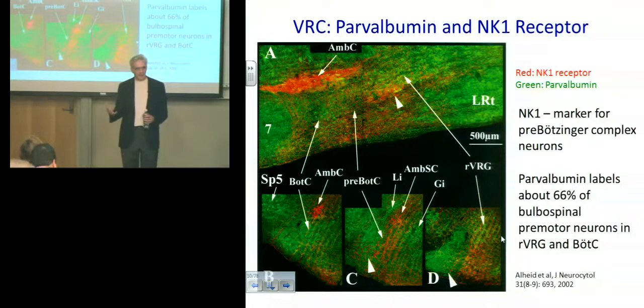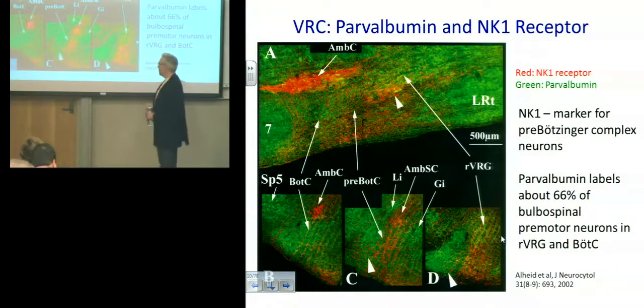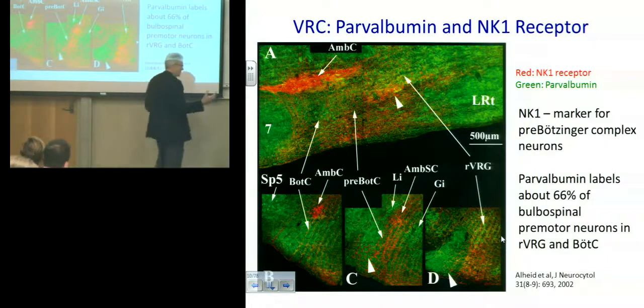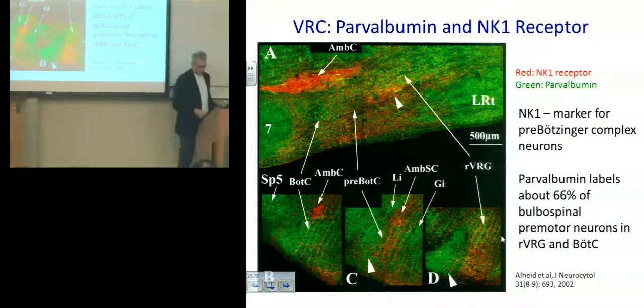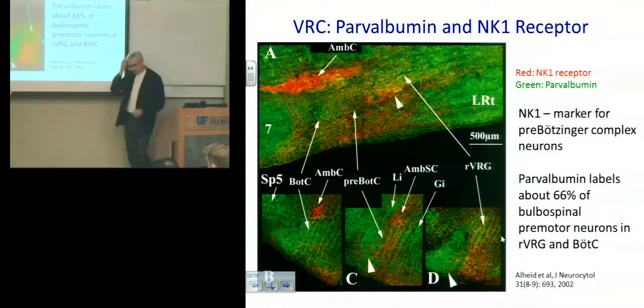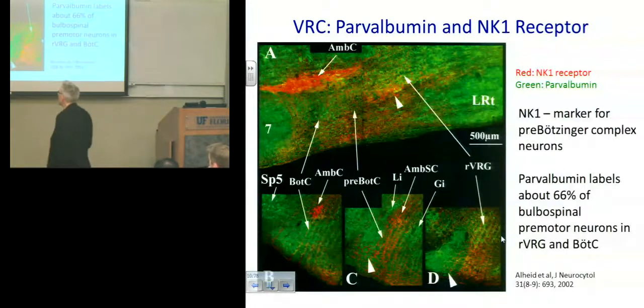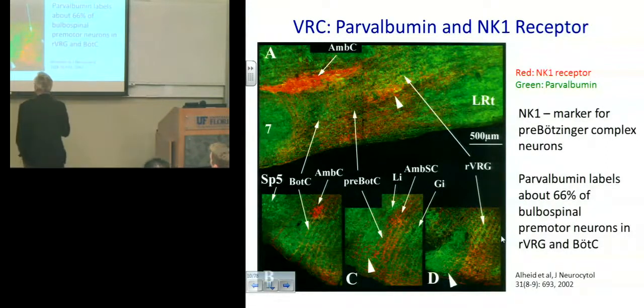You see the same kind of thing. And so I just brought this slide in particular because you always hear about NK1 receptors and how they mark the pre-Bötzinger complex, and they do, sort of. And so it's important to get a real flavor of what that means.